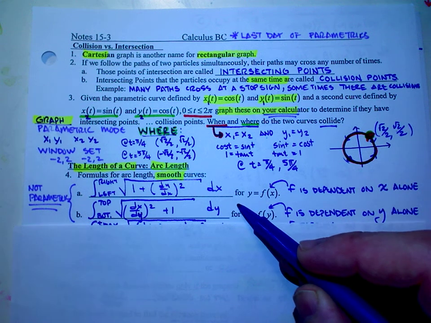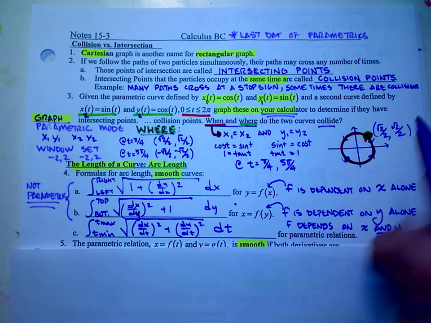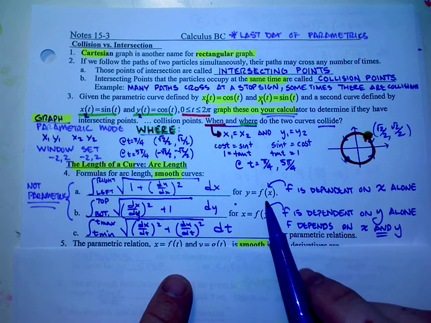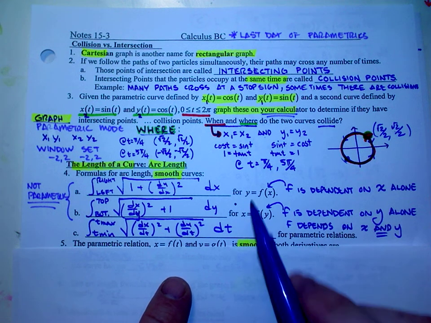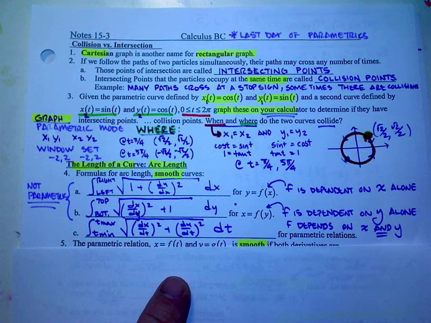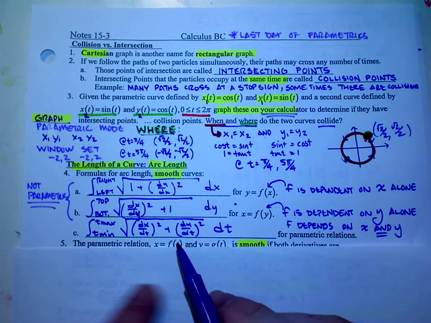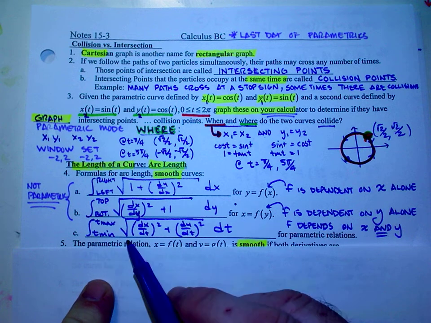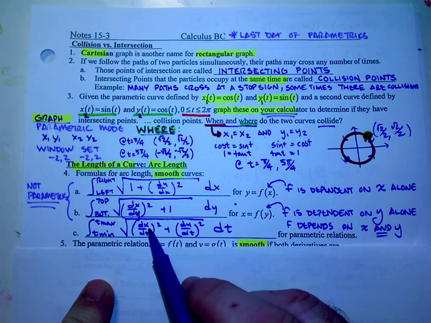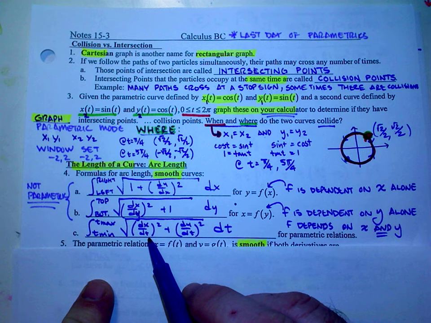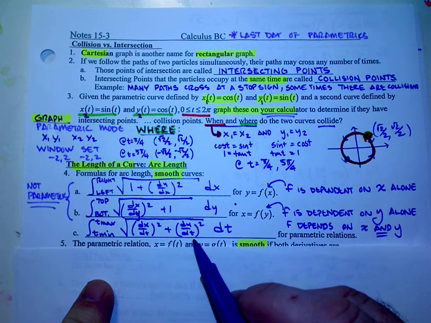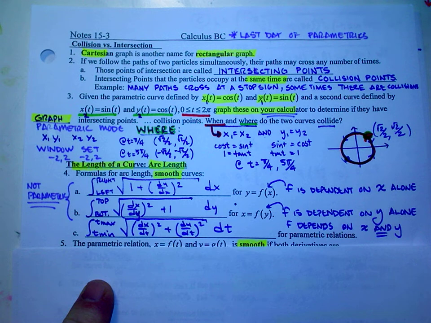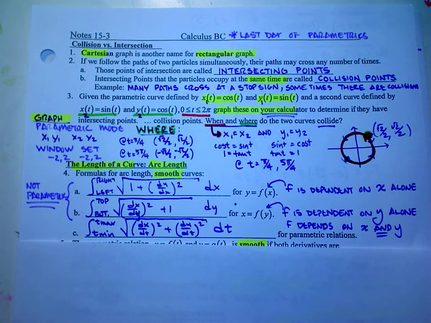Now, the next situation is when we do have a parametric relationship. In other words, x and y are dependent upon another parameter. In those cases, we're going to integrate from our minimum t value to our maximum t value, and then it'll be the square root of (dx/dt) squared plus (dy/dt) squared. And we'll integrate that with respect to t. Okay? So let's do a couple examples of these.